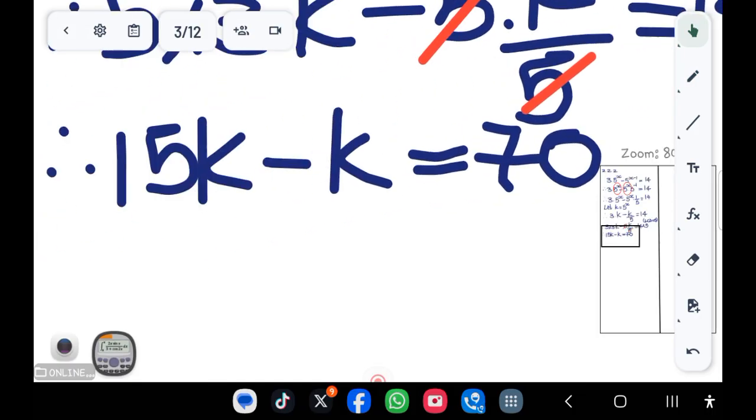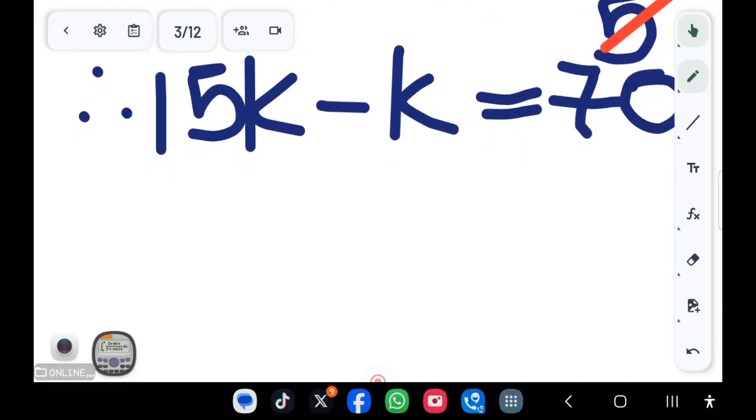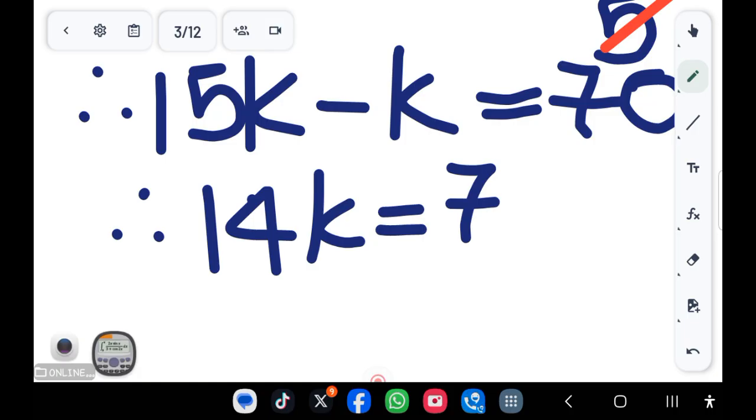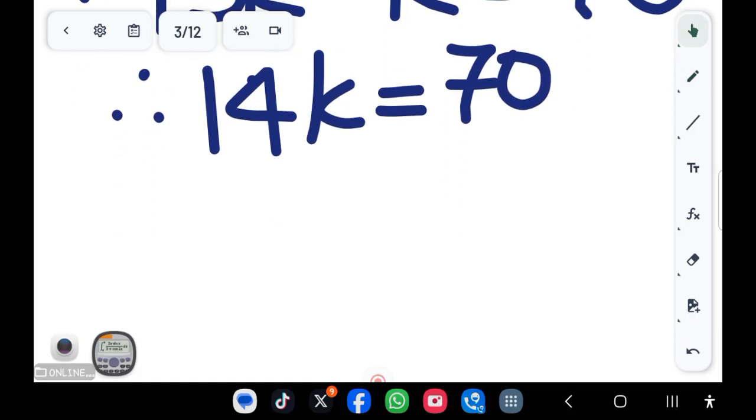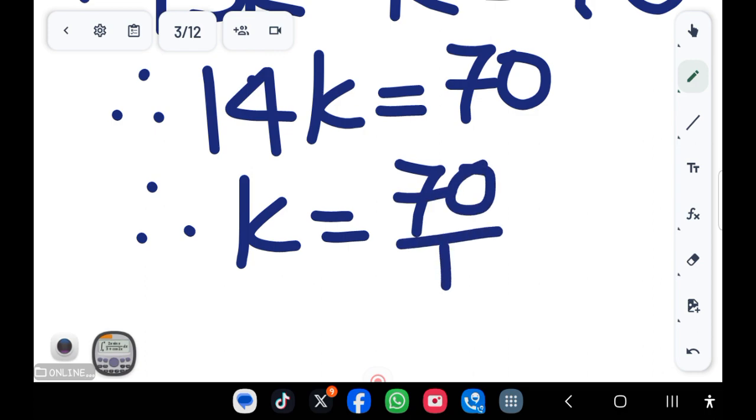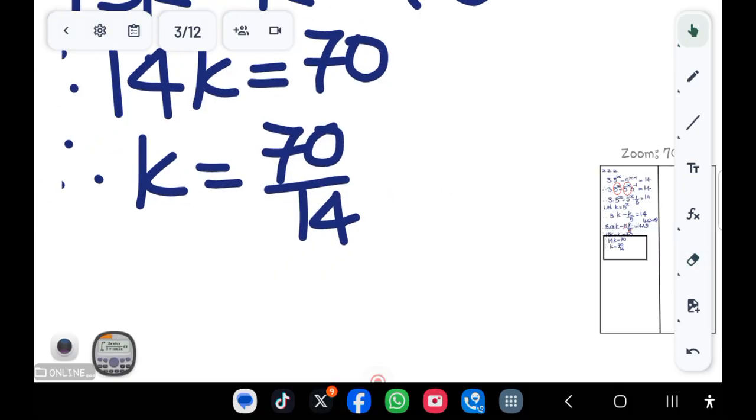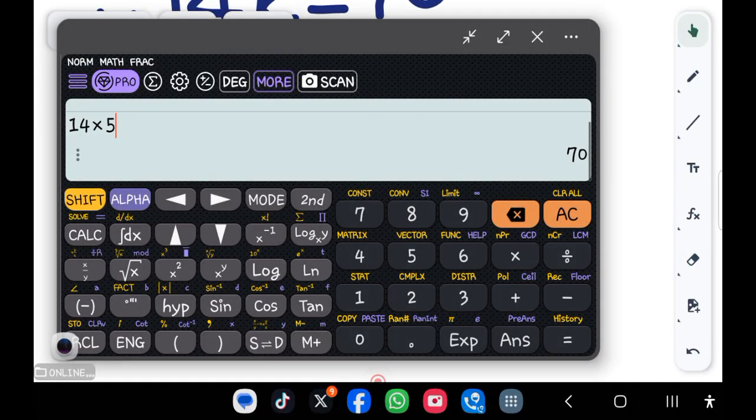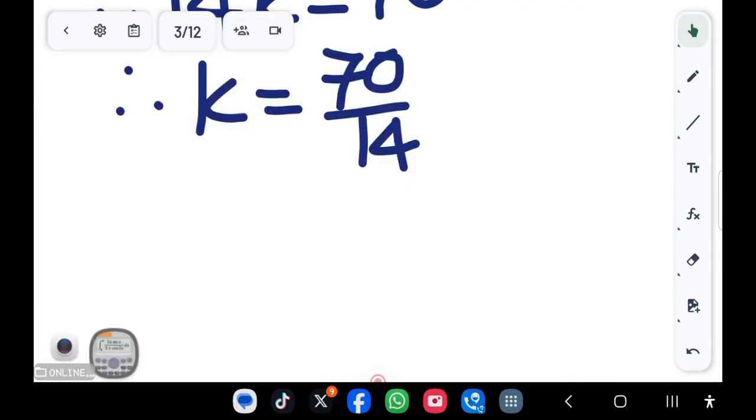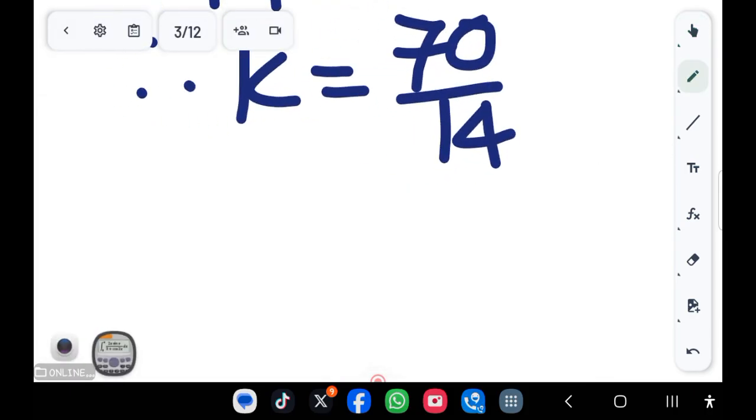All right, so that's 15k minus k, that is 14k, equals 70. And now we can go ahead and divide both sides by 14, and that gives us 70 divided by 14. That gives us 5. Okay, therefore k equals 5.